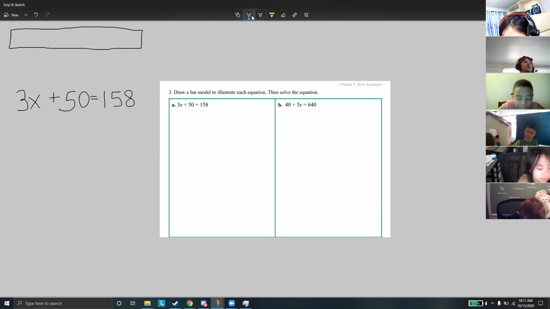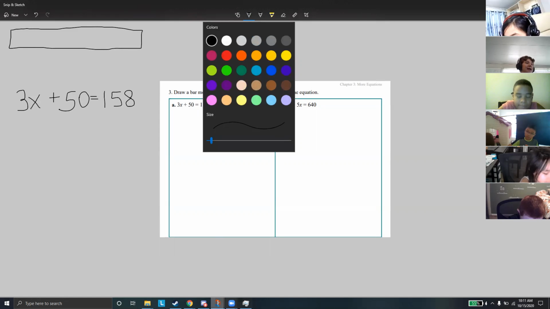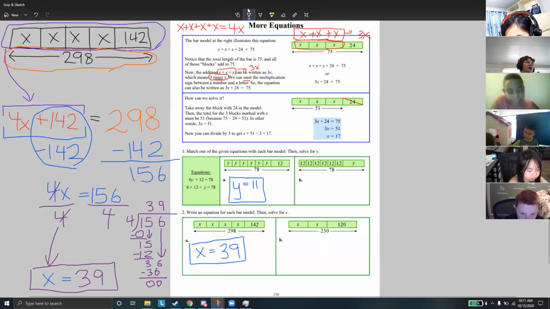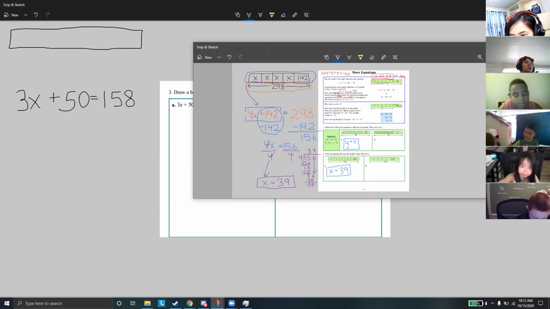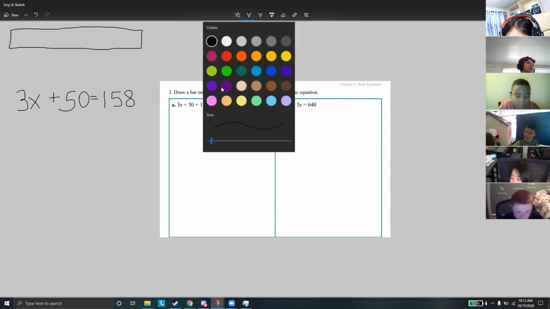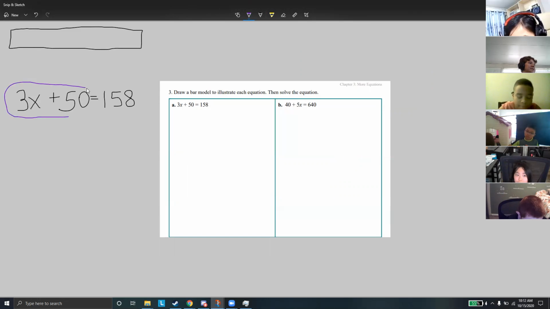So first, I need to draw my bar model. And I could even look at my last example for a little bit of help. You see, on one side of the equation is what's inside the bar model, and on the other side of the equation is the total. So we're going to do the same thing. We know that inside is going to be this.